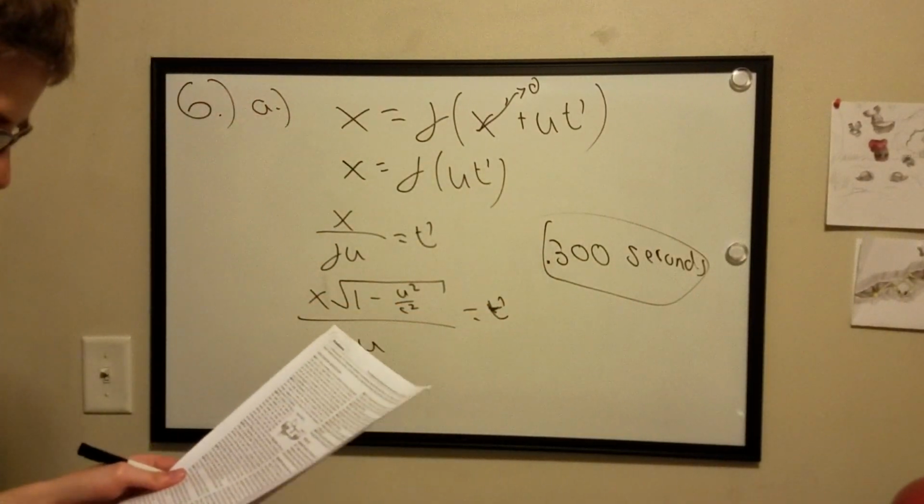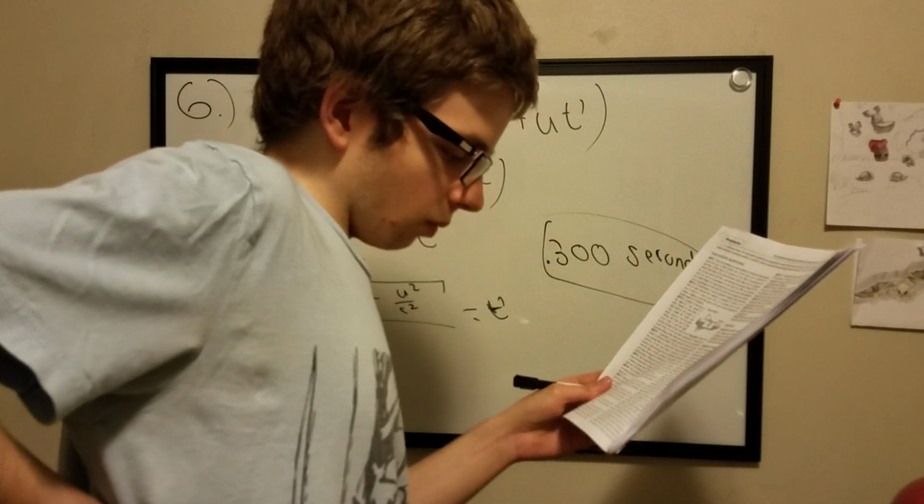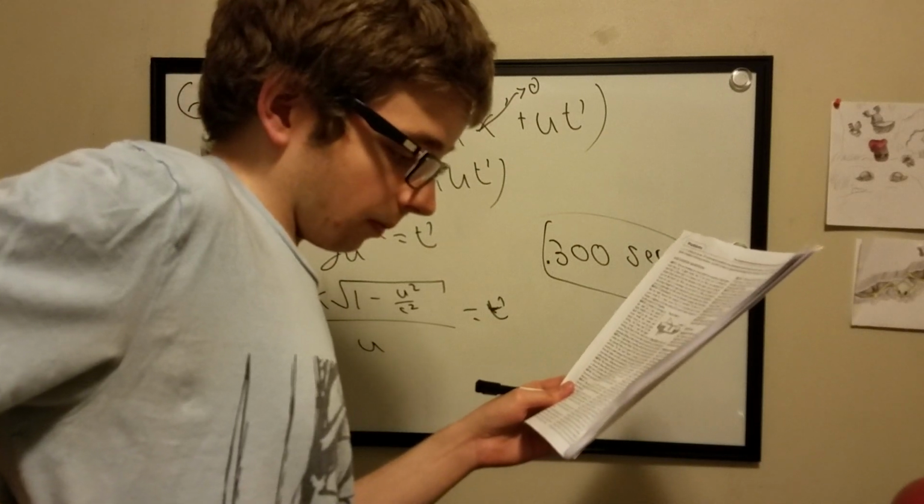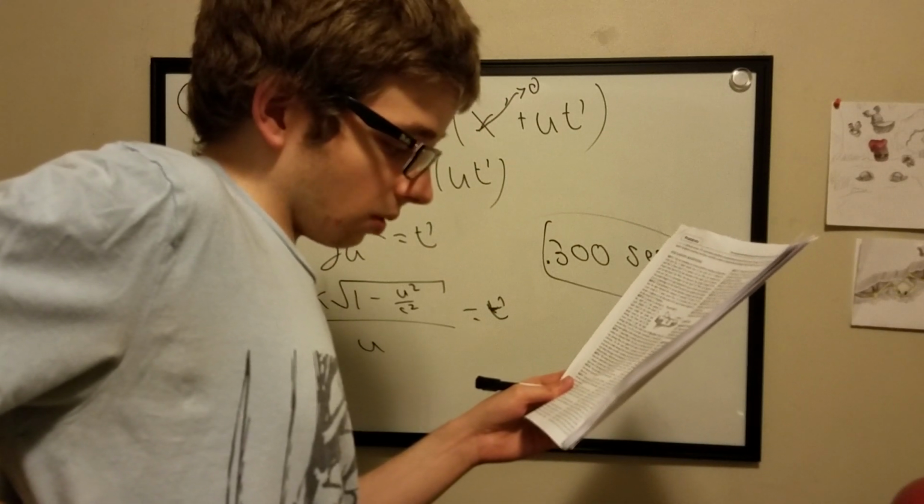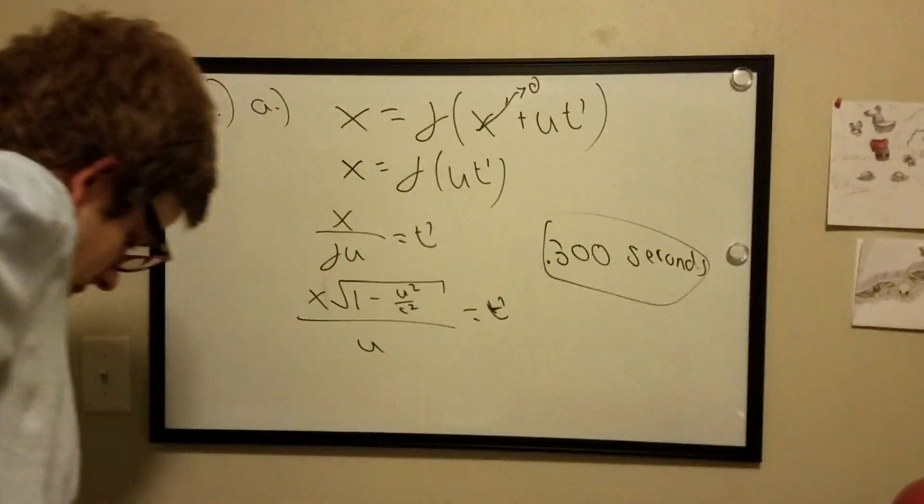Alright, time for part B. When the race pilot reads the value calculated in part A on her timer, what does she measure to be your distance from her?